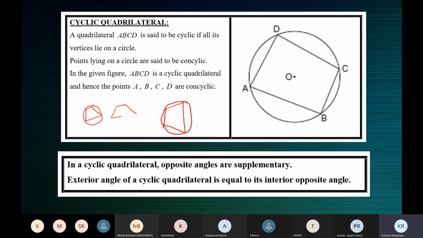The points A, B, C, D are the 4 vertices of the quadrilateral. But now since the quadrilateral in this figure, ABCD, is a cyclic quadrilateral, the points A, B, C, and D are said to be concyclic, because they are the vertices of a cyclic quadrilateral.